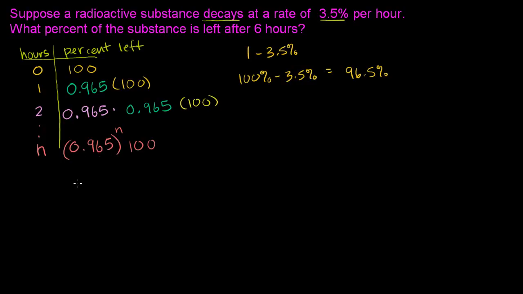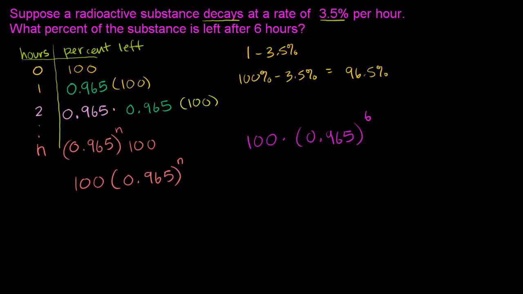And oftentimes you'll see it written this way. You have your initial amount times your common ratio, 0.965 to the nth power. This is how much we're going to have left after n hours. Well, now we can answer the question. After 6 hours, how much are we going to have left? Well, we're going to have 100 times 0.965 to the 6th power left.